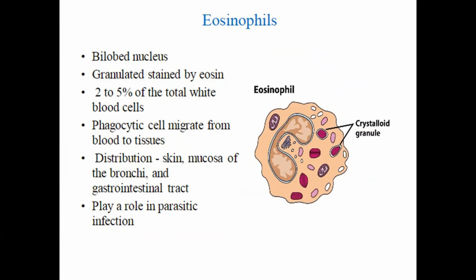And friends, where can the eosinophils be distributed more? On the skin, mucosa of bronchi, GIT. What did I tell all of you? Very good. Very good, Sudhakar. So they play a crucial role in parasitic infection, worm infection. In all worm infections, eosinophils will respond very fast.